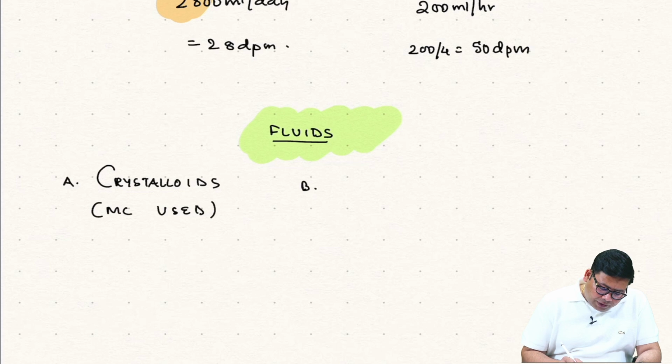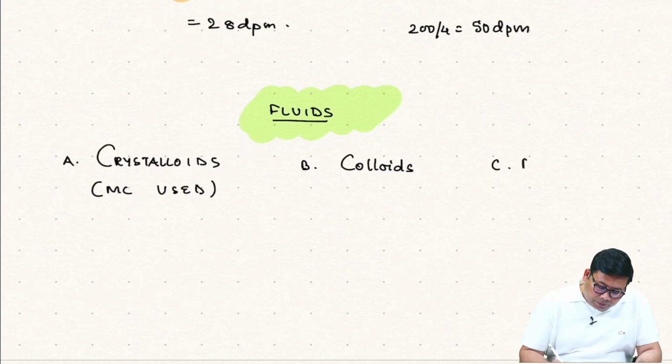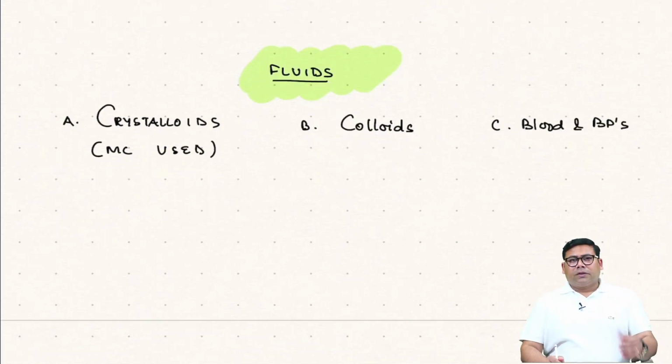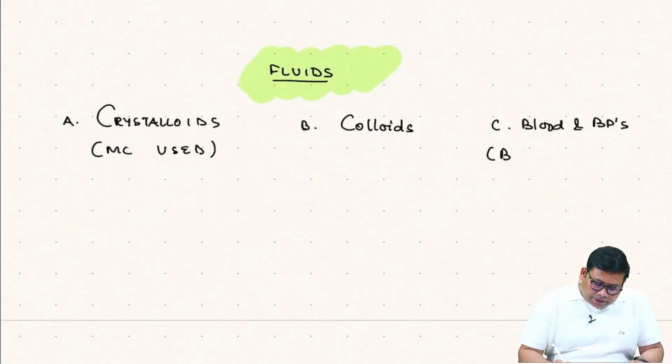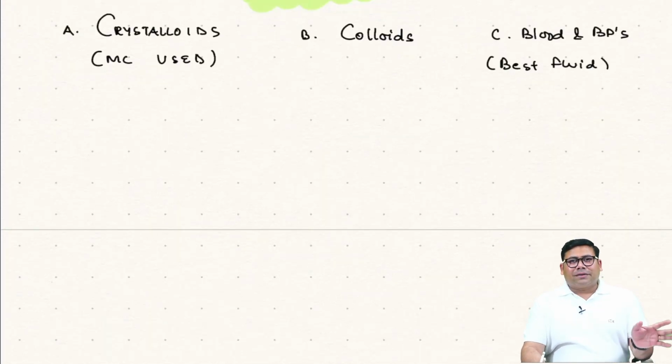The second is we have colloids. And then third is we have blood and blood products. So they are very, very important. So let us see which is the best. The answer is the best fluid replacement is replace blood by blood. So there is no choice, no controversy, no comparison in that.